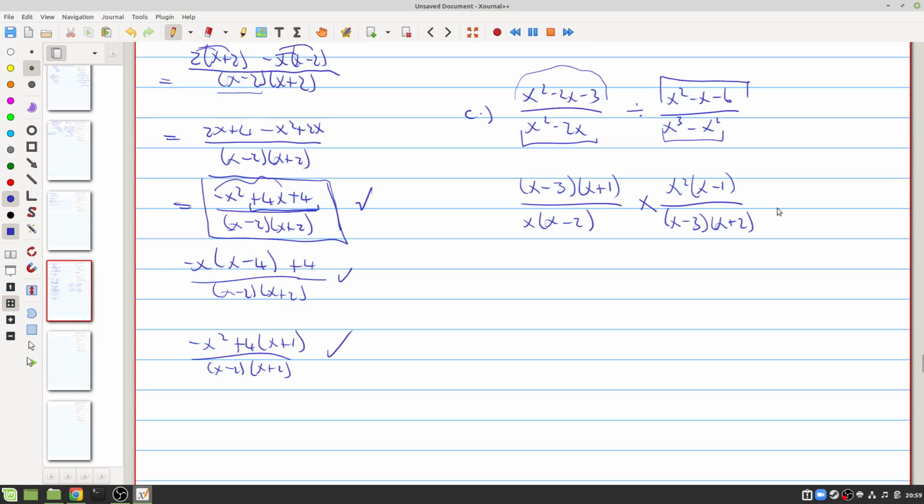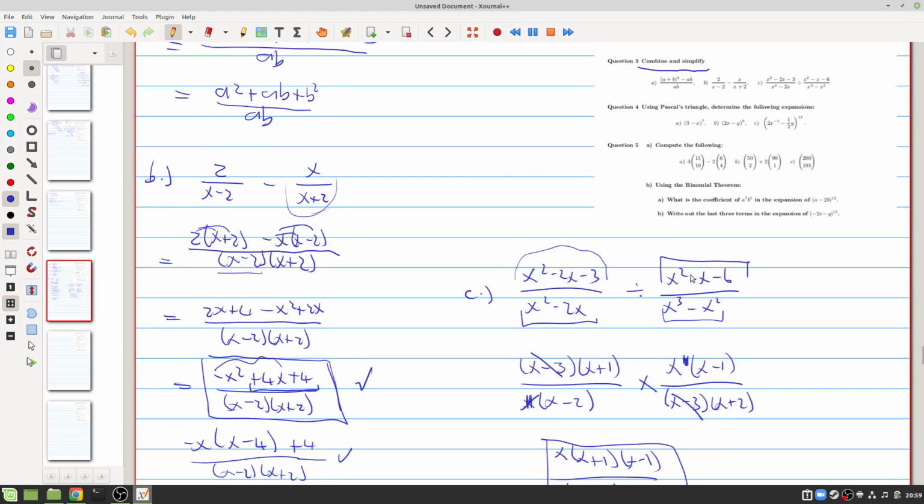Okay, so now we've got a single term over a single term, so we can start cancelling some things. The x minus 3 and the x minus 3 can cancel. This x can cancel with one of these x's. Then that's pretty much it, right? Nothing else can cancel. So what we're left with at the top is (x plus 1) and (x minus 1). And at the bottom we've got (x minus 2) and (x plus 2). Okay, and that is a single term, so that is a proper answer there.